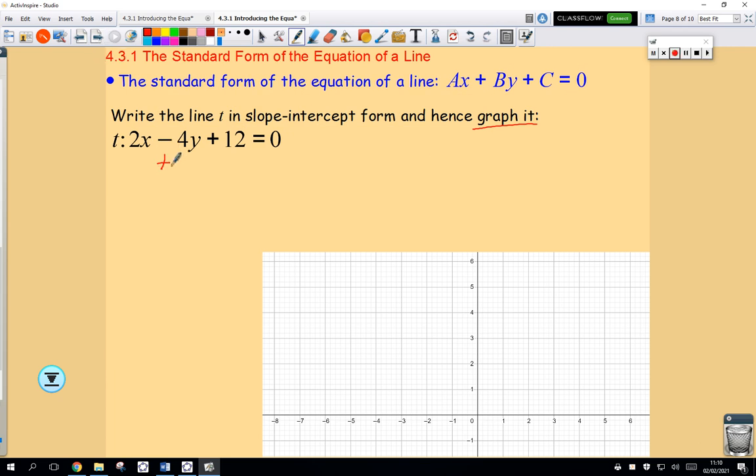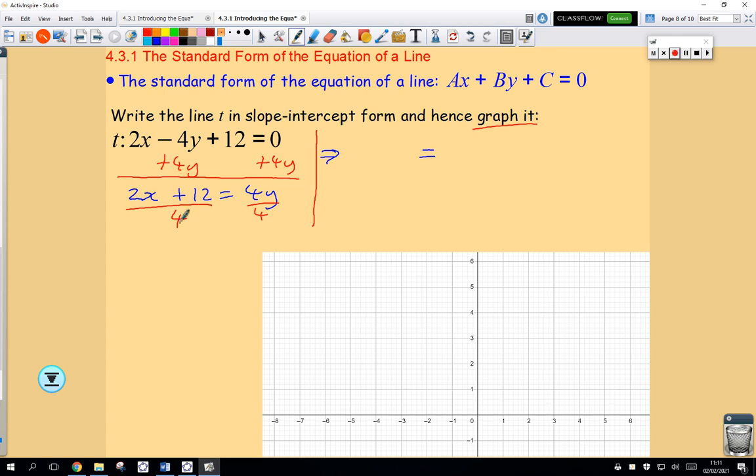So actually I might start off here by adding 4y on both sides. And write that as 2x plus 12y, or plus 12 I should say, equals 4y. And the next thing I'm going to do is divide on both sides by 4, using the division property of equations, which says if both sides of an equation are divided by the same quantity, then the two sides will remain equal.